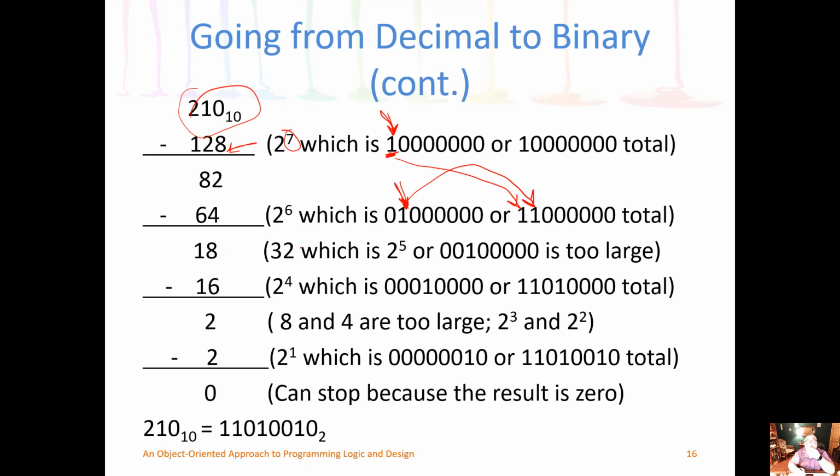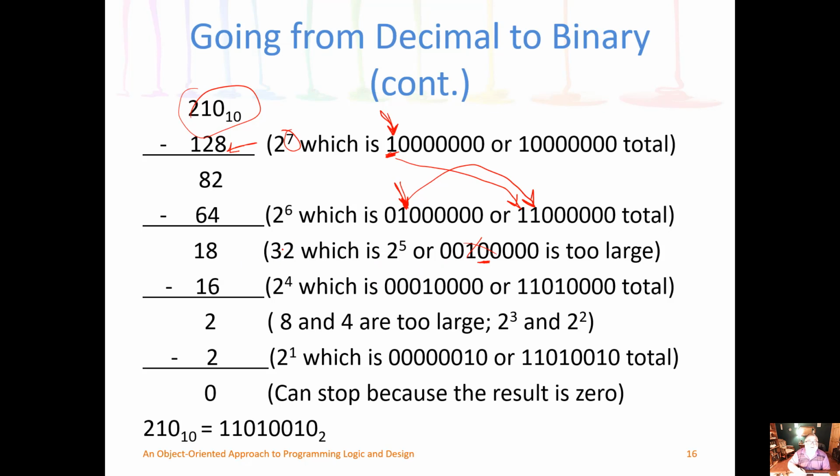Well, the next one after 64 is 32. If you just divide by 2, 128 divided by 2 is 64, divided by 2 is 32, which is 2 to the 5th. I can't subtract 32 from 18. So I'm going to put a 0 there. There's a 0 there.